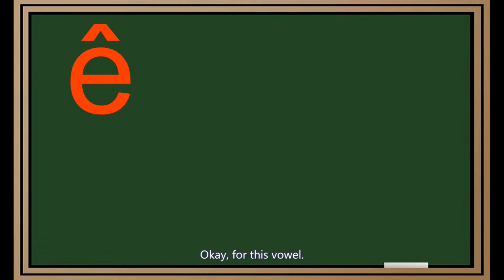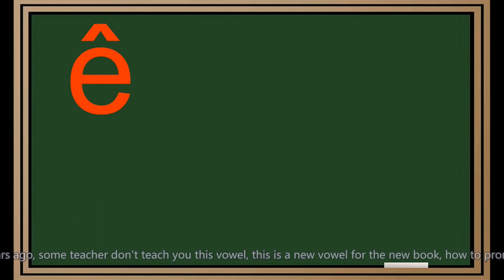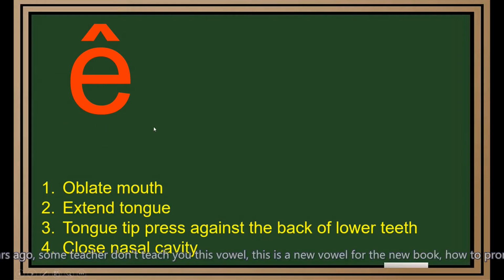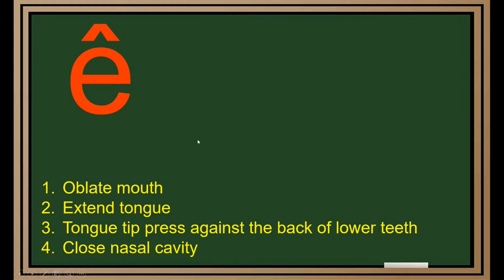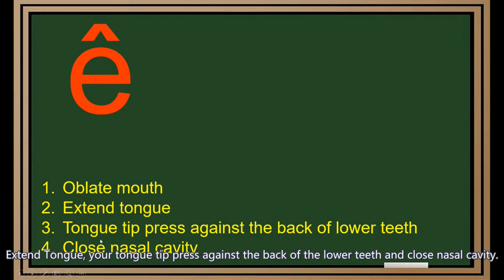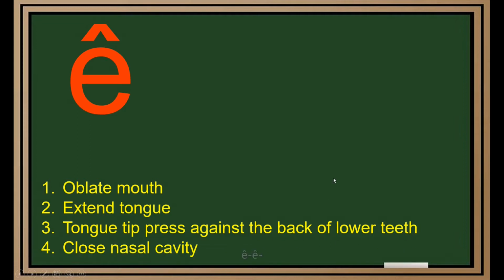Okay, for this vowel, many years ago some teachers didn't teach you this vowel. This is a new vowel in the new book. How to pronounce it? Very short. Attention, you should use an oblate mouth. Extend the tongue. Your tongue tip presses against the back of the lower teeth and close the nasal cavity.